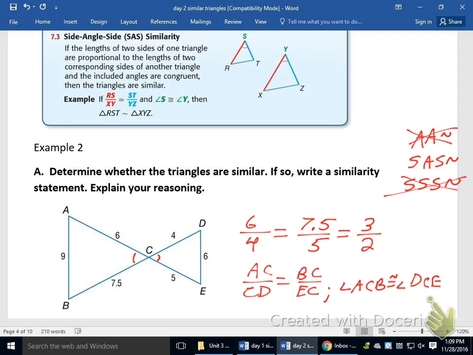And that would actually be enough to now say that triangle ACB is similar to triangle DCE by side angle side similarity, which is what I use. Maybe you actually went and compared the 9 to 6, which is also 3/2. If you did it that route, you could have used side similarity.